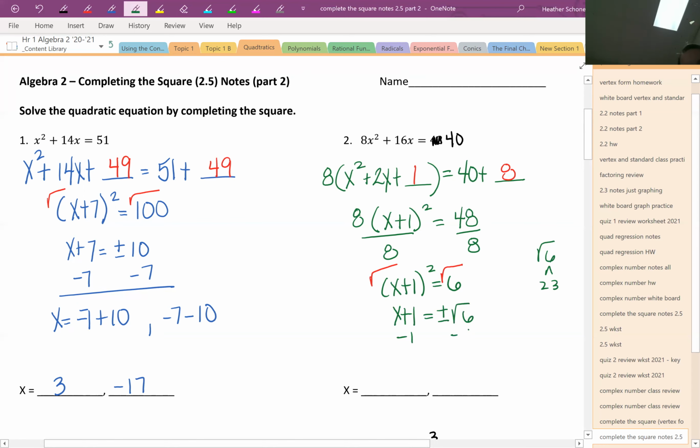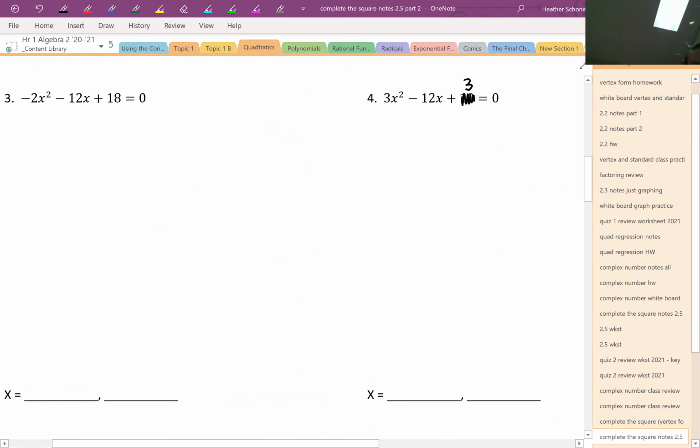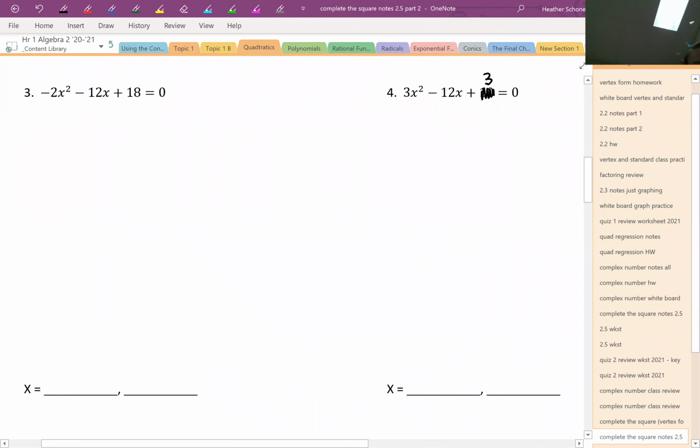Now to get x by itself, I'm going to subtract 1. So I have negative 1 plus the square root of 6 and negative 1 minus the square root of 6. And we're done. Now, one like number 2 wouldn't factor, so that's why we want to make sure we have things like completing the square.